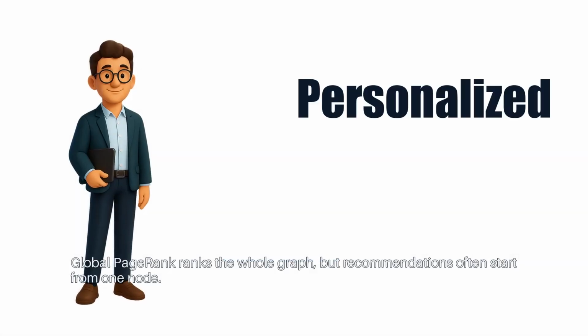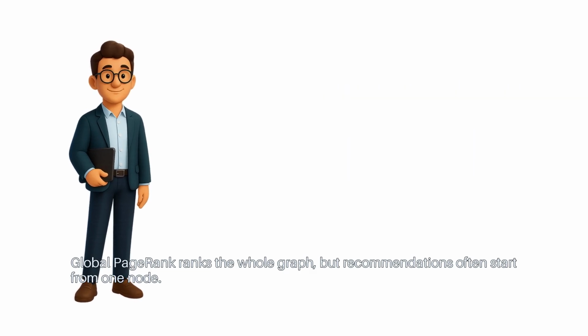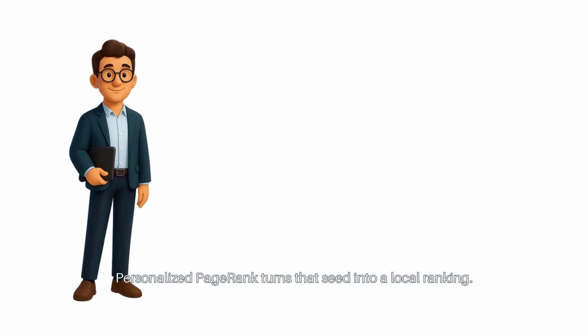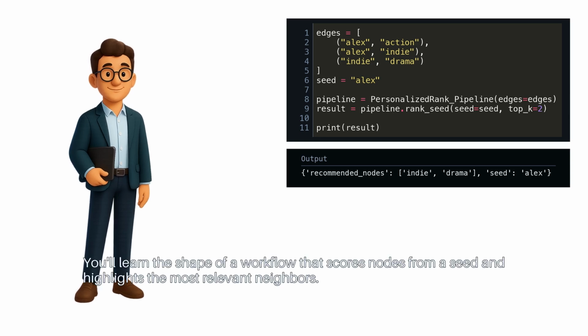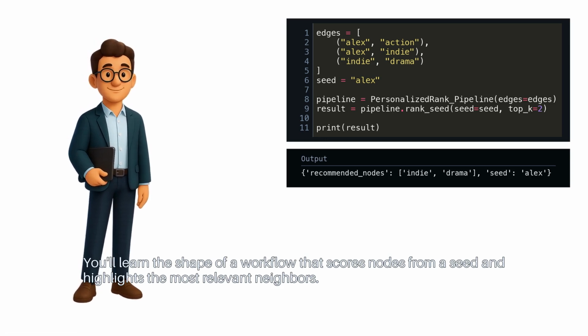Global PageRank ranks the whole graph, but recommendations often start from one node. Personalized PageRank turns that seed into a local ranking. You'll learn the shape of a workflow that scores nodes from a seed and highlights the most relevant neighbors.